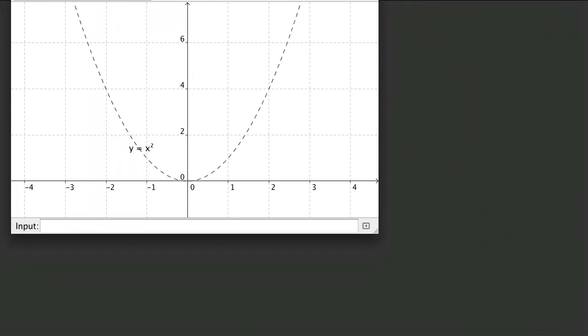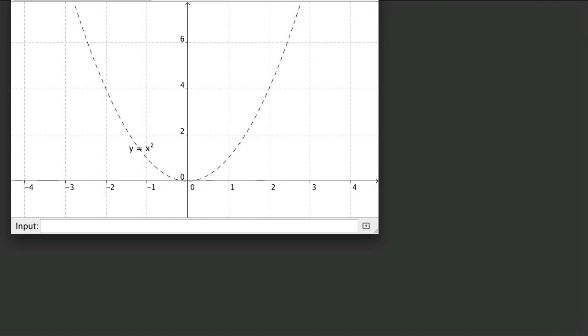Here's a plain old regular parabola, and we know that as you travel from the vertex, which is right here, over 1 unit, you're going to go up 1 unit. If you go over 2 units, 2 squared is 4, so the next point is at 4. And if you travel over 3 units, you know that 3 squared is 9, which is off the screen.